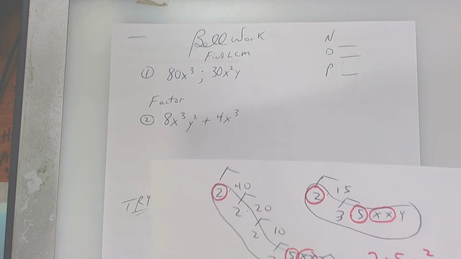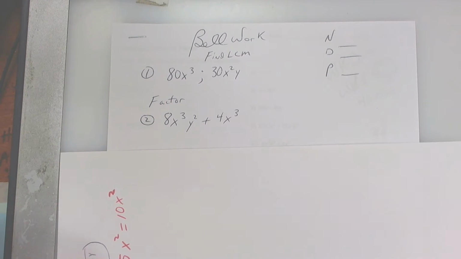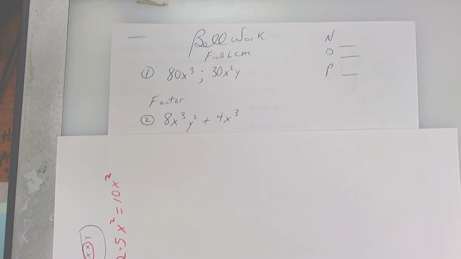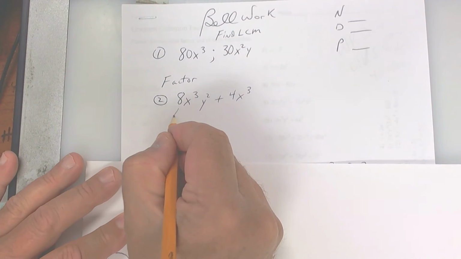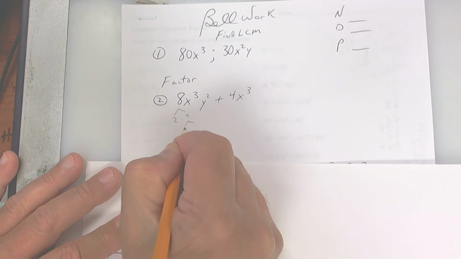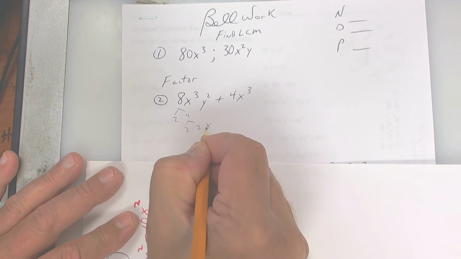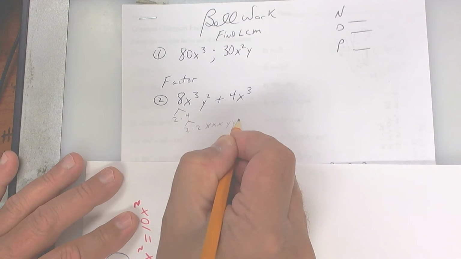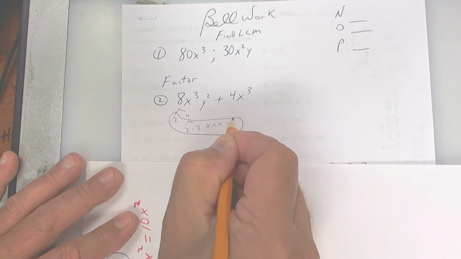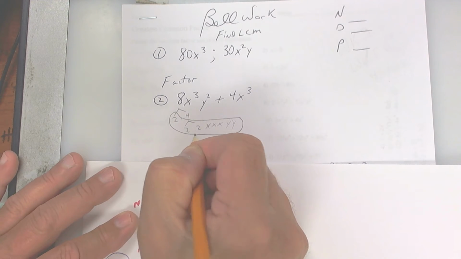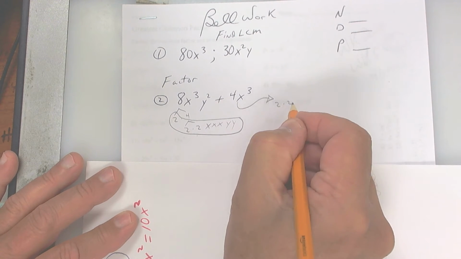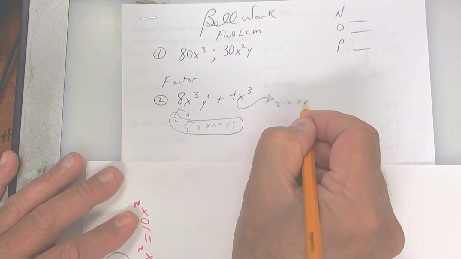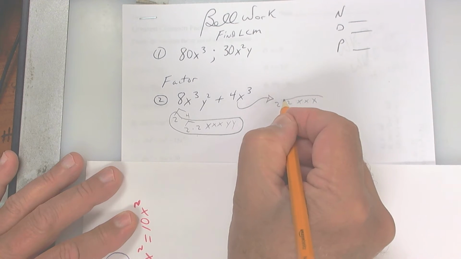On the next one, which is what we're doing today, is factoring. Now, to factor, you must break it up the same way. So you're going to go 2 times 4, 2 times 2, x, x, x, y, y. And again, this is the work required to get your credit. So this is 2 times 2, which is 4, and then 3 x's.